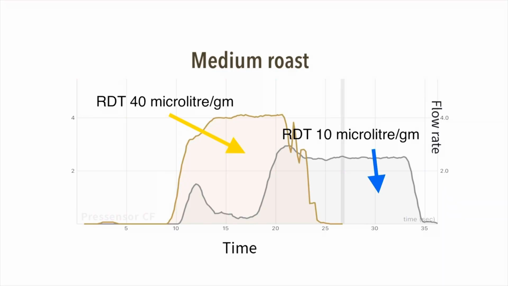So I thought the next step would be to test with even more water. So I tested at 30 microliters per gram, and the extraction time was even more prolonged. Again, the flavors were not that great. I prefer the coffee without the RDT. So I increased the water content again to 40 microliters per gram. And this time I found that the effects were completely the opposite. The extraction times were even faster.